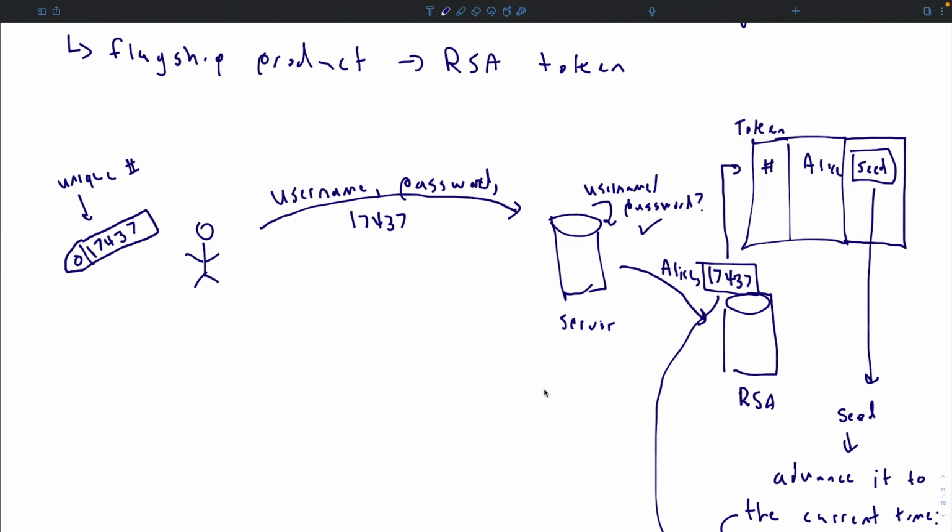Now the final question is, how does RSA know what's on the screen? RSA made the token, but it keeps updating every 5 minutes. So how do they know what's on the screen?